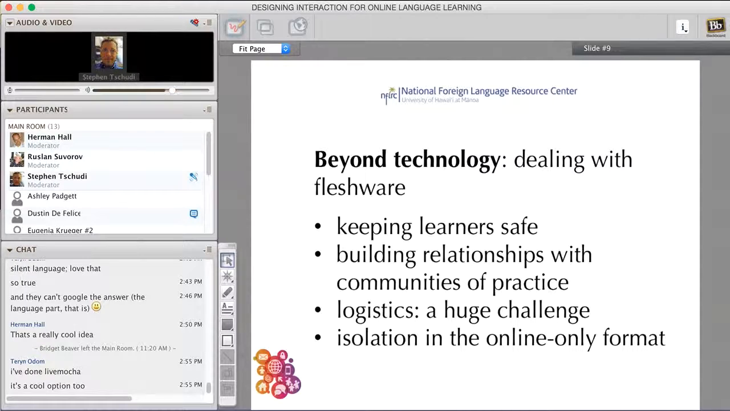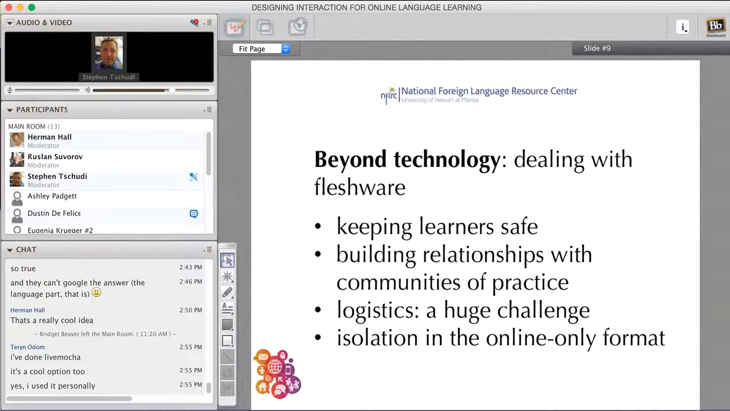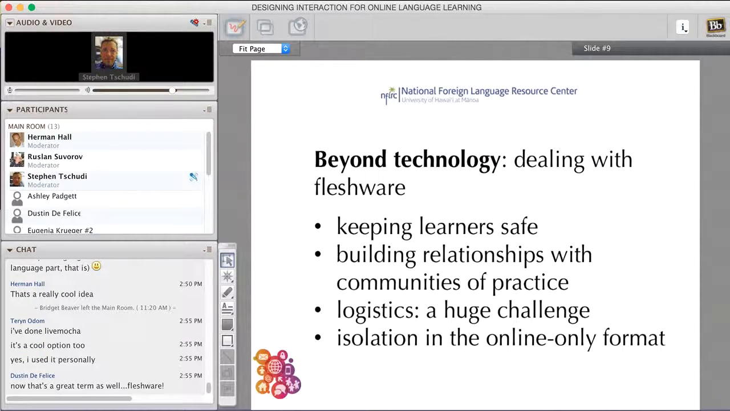Taryn is chiming in and saying that she's used LiveMocha and it's a cool option too. As long as you can guarantee that students are secure and not interacting with your friendly neighborhood serial killer, then of course it's fine, and it all depends on the policies of your school.